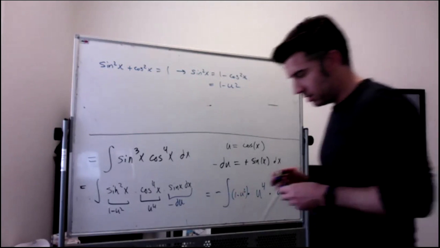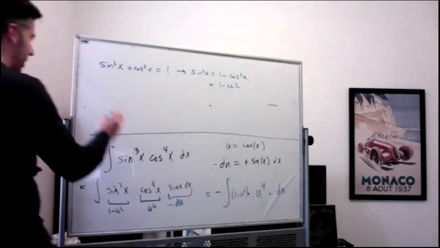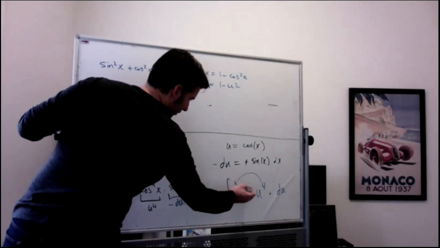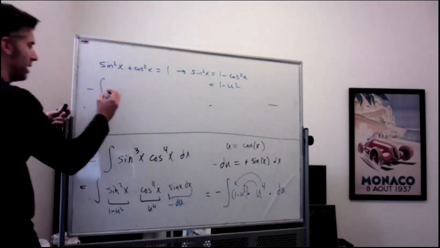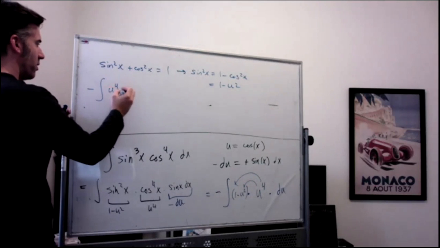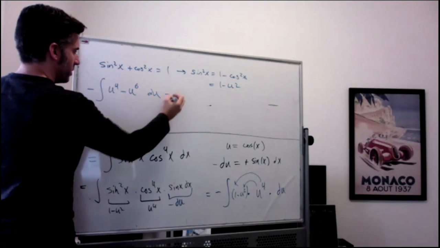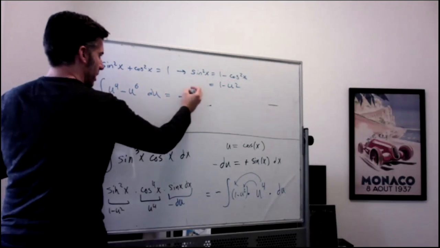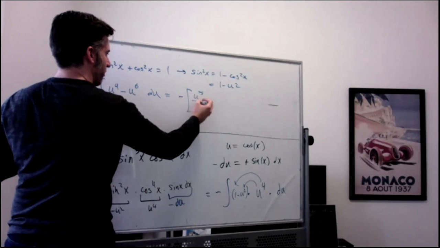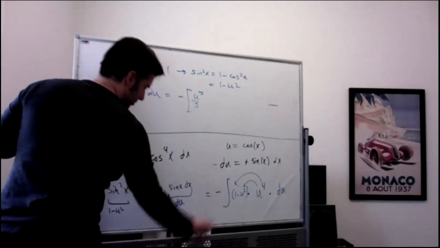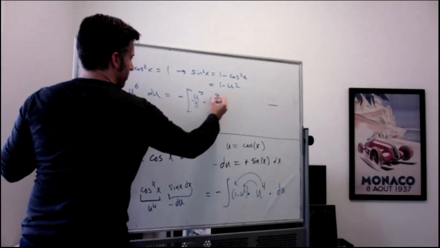So then we can rewrite this integral as negative the integral. I have to multiply it out. I have to distribute the u to the fourth to each term. So it's negative the integral of u to the fourth minus u to the sixth du. We integrate. We get negative u to the fifth over 5 minus u to the seventh over 7.